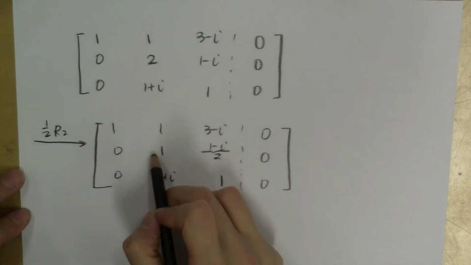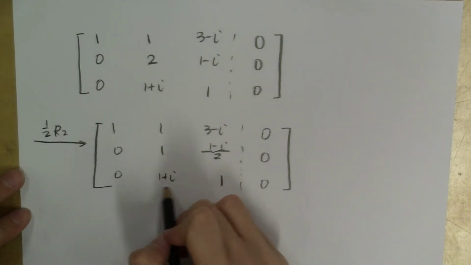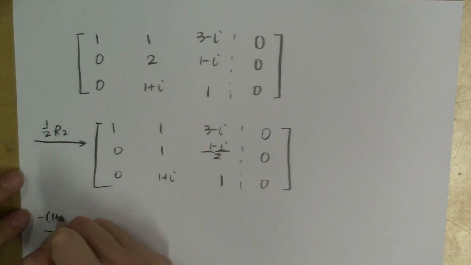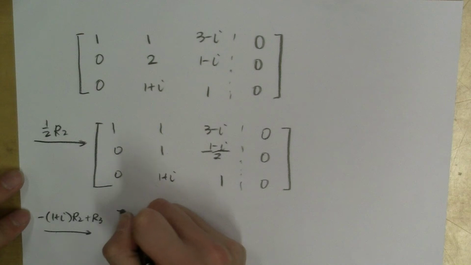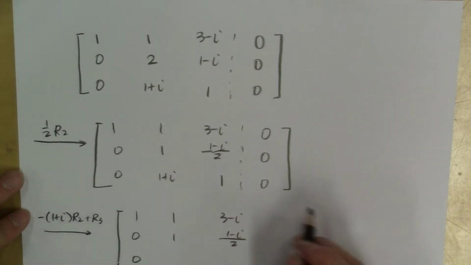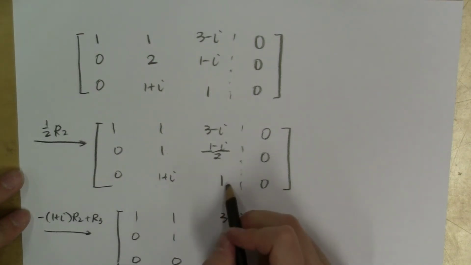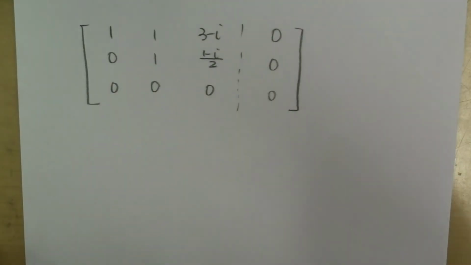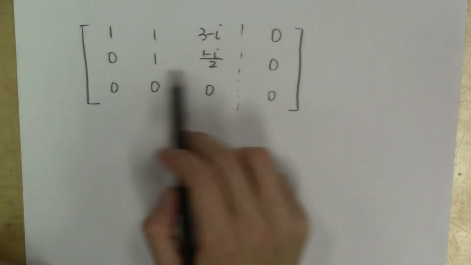And I can now use this entry to reduce this entry to 0 by multiplying the second row by negative 1 plus i and adding that to the third row. So this entry now becomes 0, and this entry is 1 minus (1 plus i) times half of 1 minus i. And this entry you can calculate turns out to be 0 too, which makes sense because this coefficient matrix is singular. So we've reduced the augmented matrix to this matrix.